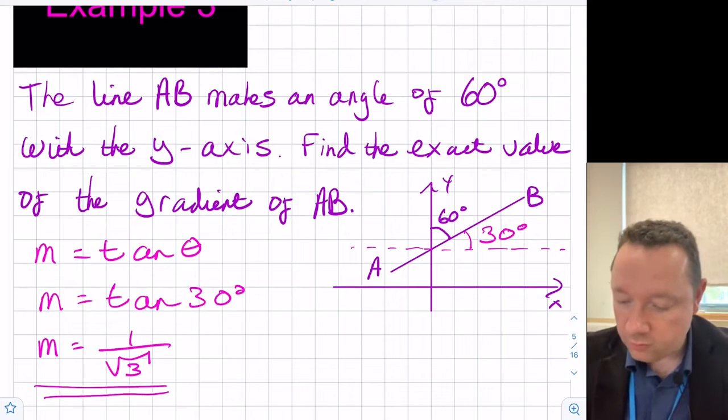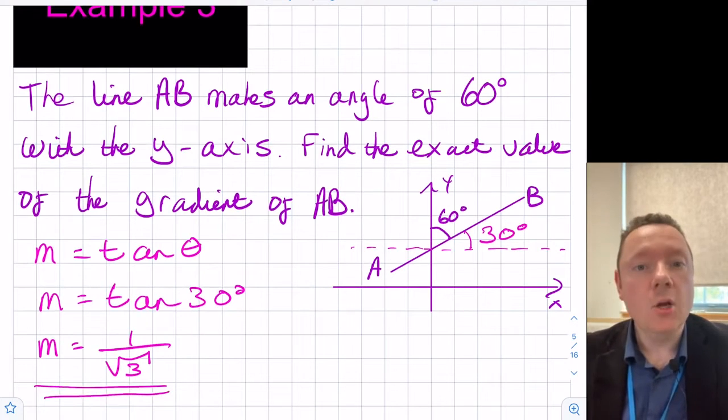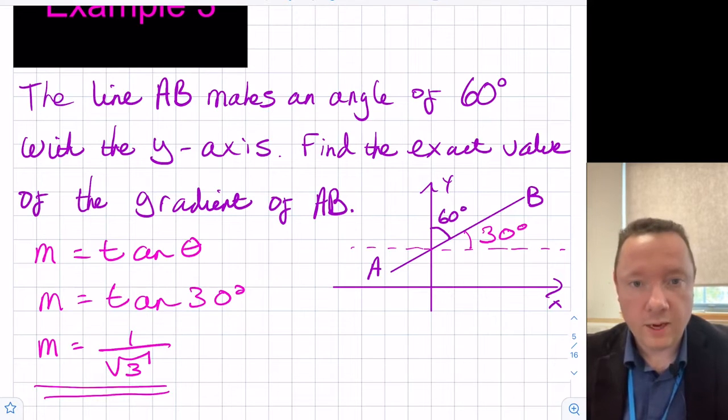Quite often with this type of work at higher maths, you will have to use exact values, those being 30 degrees, 45 degrees, 60 degrees for tan. So make sure you know your exact values.